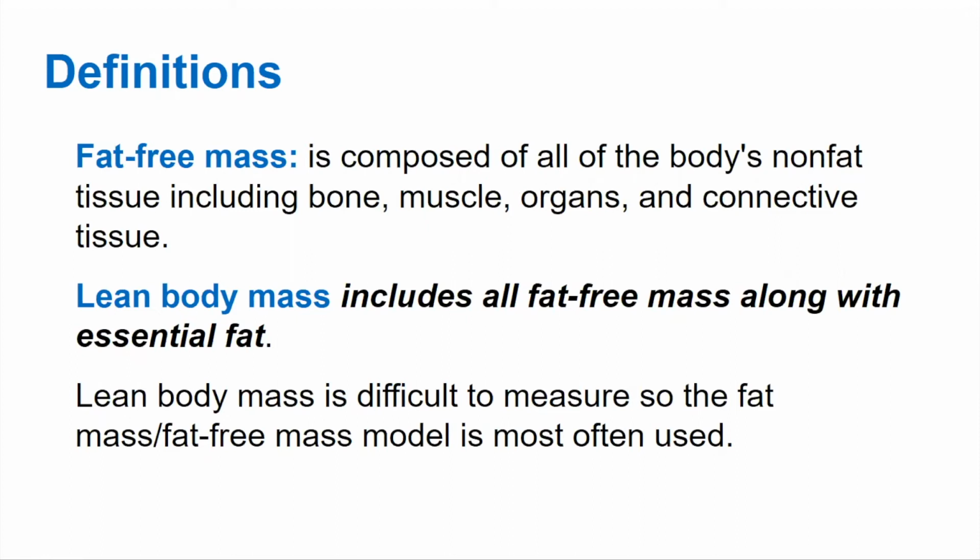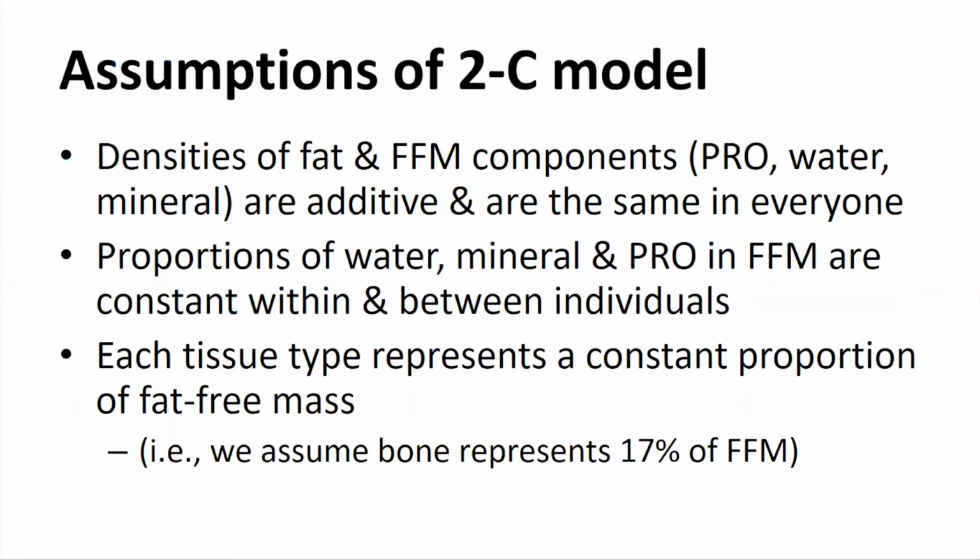Lean body mass is the mass of the body that includes the essential fat of the body, for example, cell membranes. So be sure you're able to discern between the two: fat mass, the fat-free mass, and the lean body mass definitions. Again, lean body mass includes essential mass or essential body fat, and the fat-free mass contains zero fat.